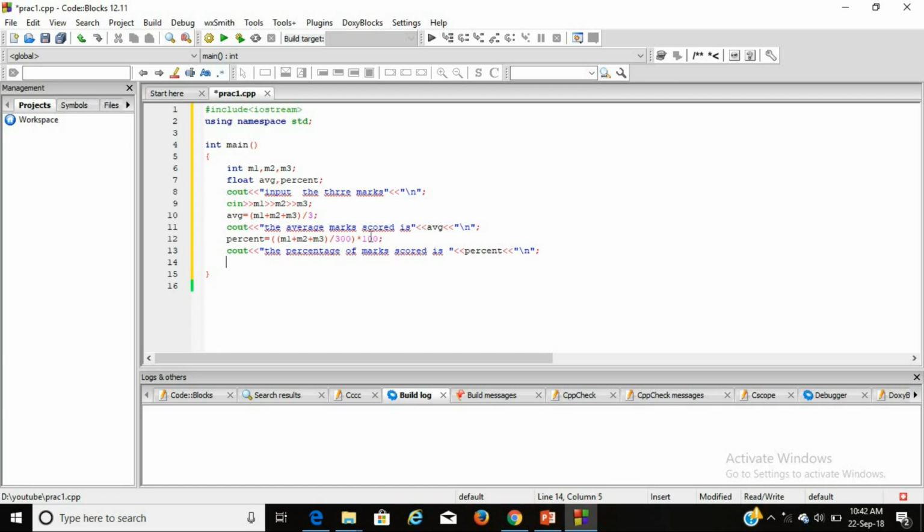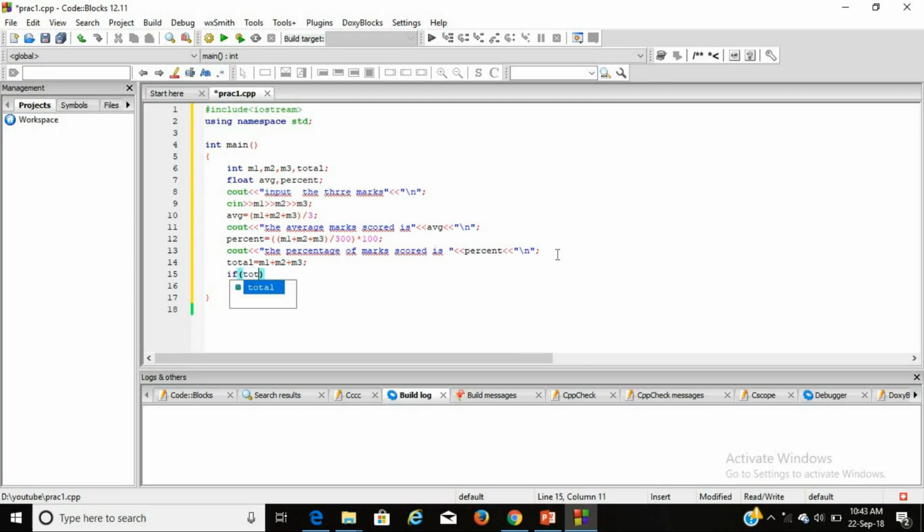So for the grade we need the total, that is M1 plus M2 plus M3. So I will declare another variable called total, TOT, or let's just keep it total. And I'm going to take total is equal to M1 plus M2 plus M3. Now let's go to the if statements.